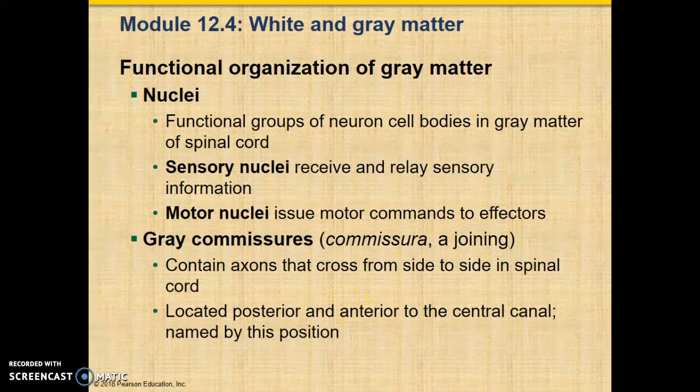In this chapter, the nuclei does not represent the nucleus of the cell, but rather it is a group of neuron cell bodies in gray matter located in the spinal cord. So the sensory nuclei receive and relay sensory information, and the motor nuclei issue motor commands to effectors. Again, the effectors will be muscles, glands, and adipose tissue. The gray commissure joins the two halves of the butterfly, containing axons that cross from side to side, and it surrounds the central canal.